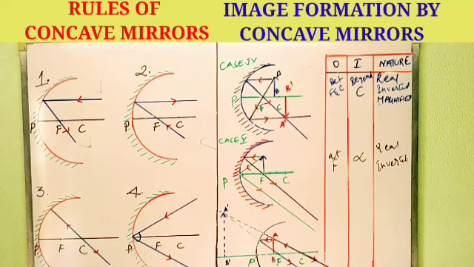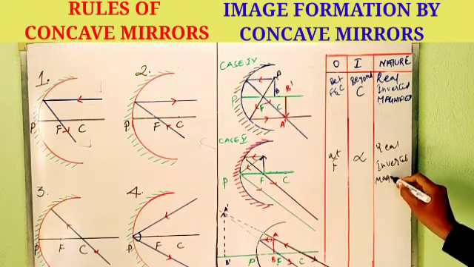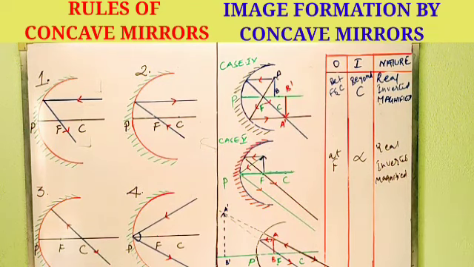Let us suppose the reflected rays meet at a point here. Then what is the size of the image? The principal axis will be extended here, and from here to here will be the size of the image. So obviously the image size is bigger than the size of the object. So it is a magnified image. What is the position of the object? Position of the object is at F. Position of the image is infinity. And what is the nature of the image? It is a real, inverted and magnified image.